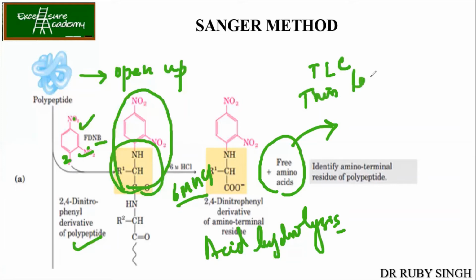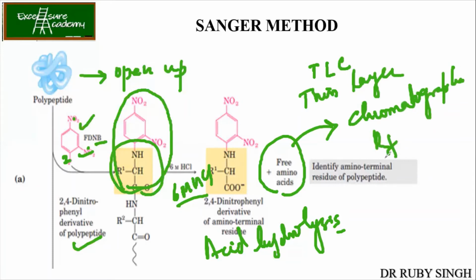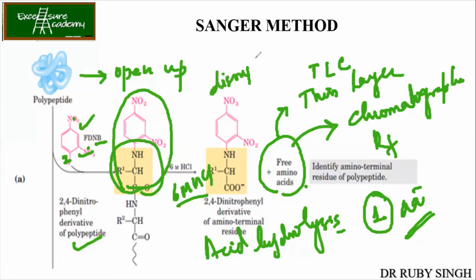Thin layer chromatography. Okay. So each amino acid will have its different RF value or retention value. Once you have got the free amino acid, just run the TLC, and from that you can understand which amino acid was present initially in the N terminal. Now the problem with this technique is that you can only identify first N-terminal amino acid. Why? Because rest of the polypeptide chain will be disrupted or denatured. So it cannot be used again.